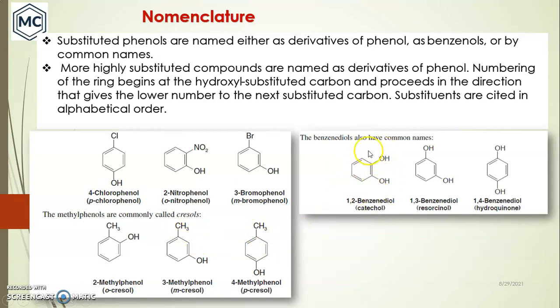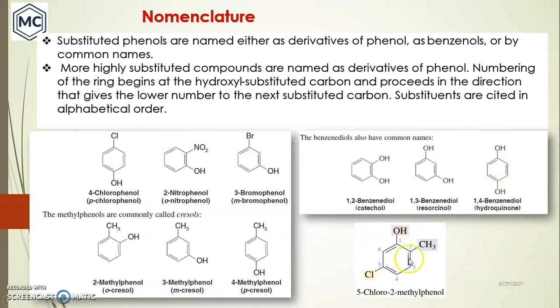And if you have two hydroxyl groups, it is benzenediols, and the common names for benzenediols are different. In the case of 1,2-disubstituted, it is called catechol, and 1,3-disubstituted compounds are resorcinol, and 1,4-benzenediol is hydroquinone.